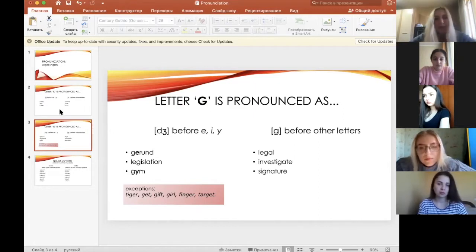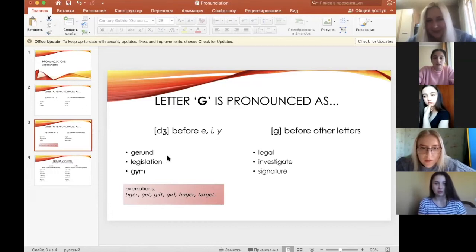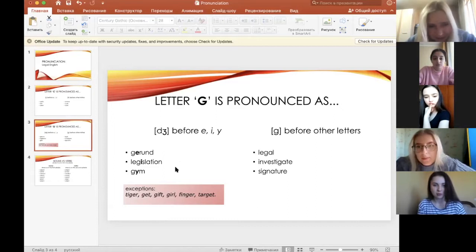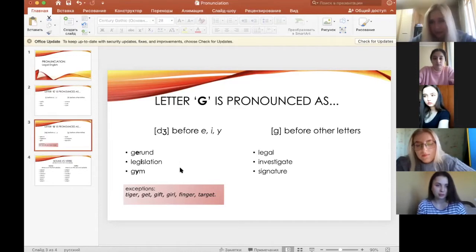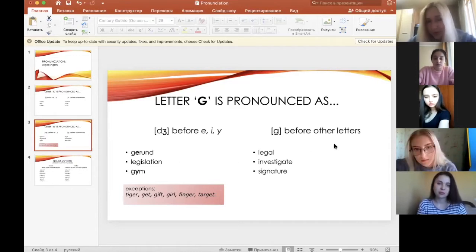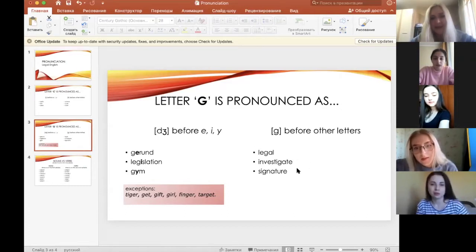But let's read the words which actually correspond to the rule. Gerund. Legislation, and gym, that's right. So we pronounce a really soft variant of letter G. And before other letters, we pronounce hard G. So for example, legal, investigate, and signature. Yes, legal, investigate, signature.